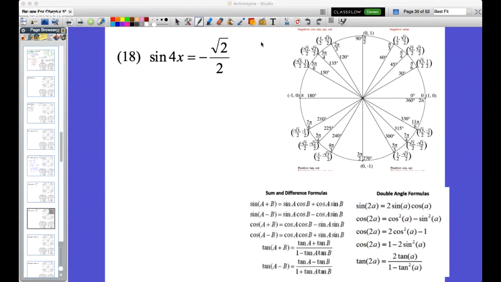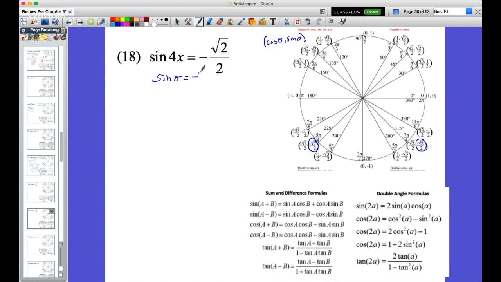So looking where is that negative root 2 over 2. Remember, sine is the y. So cosine is x. Sine is y. And so sine negative root 2 over 2, where is that? Well, sine negative would be in quadrants 3 and 4. And negative root 2 over 2 could be located here at 5 pi over 4, and here at 7 pi over 4.